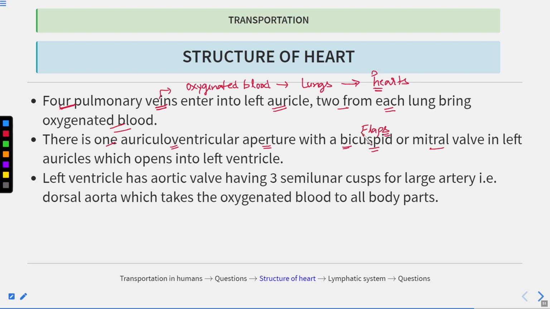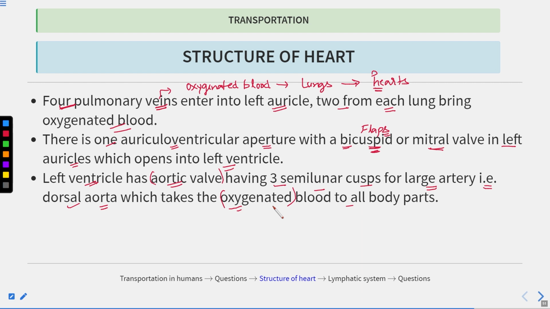Okay, so there are two flaps in these kinds of valves. One is anterior, one is posterior. This bicuspid valve is also known as the mitral valve. This is present in the left auricle, which opens into the left ventricle. All right. Now the left ventricle has the aortic valve. The valve in the left ventricle is known as the aortic valve, which has three semilunar cusps for the large artery, that is the dorsal aorta, which takes the oxygenated blood to all parts of the body. So the aorta also carries the oxygenated blood.